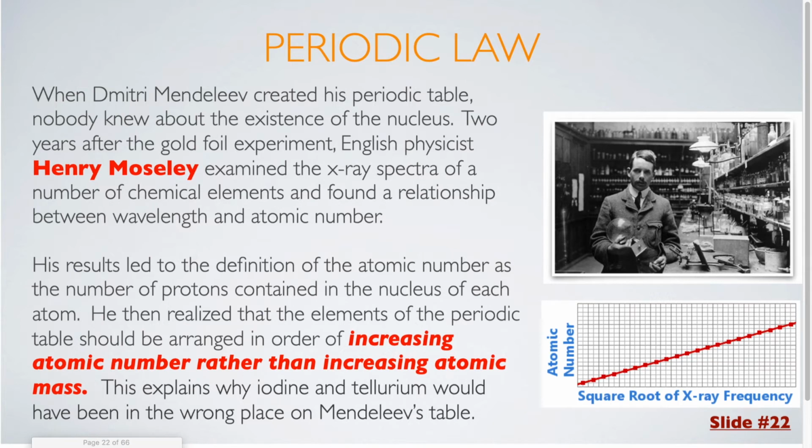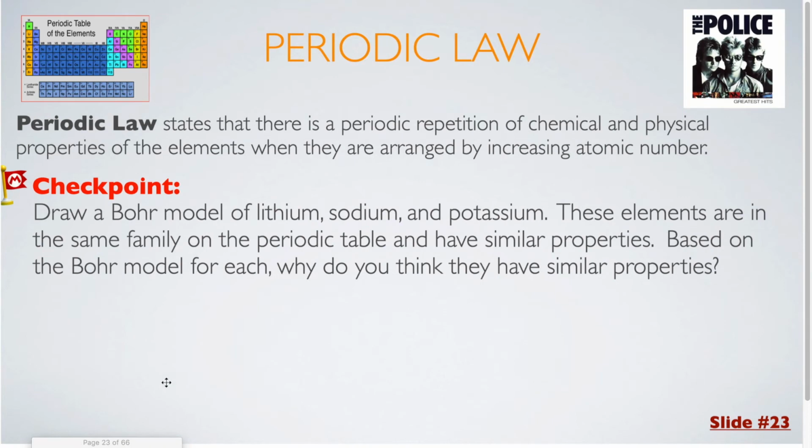This explains why iodine and tellurium would have been in the wrong place on Mendeleev's table. The fact that the properties were somewhat connected to the mass was coincidence. Properties are actually much more closely related to atomic number. Periodic law states that there is a periodic repetition of chemical and physical properties of the elements when they are arranged by increasing atomic number.